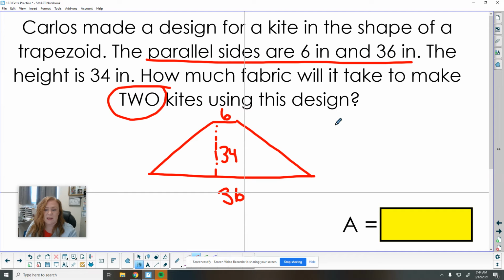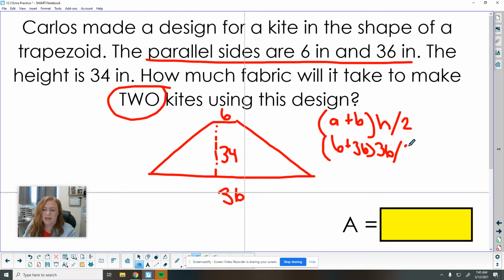So let's plug in our formula. We know we need to add our bases first, then times the height, cut it in half, and that will give us one of these trapezoids. So plug in the information that we know. One base is 6, the other base is 36, and our height is 36, and then we'll cut it in half. So go ahead and add and multiply, and then come back when you have done that.